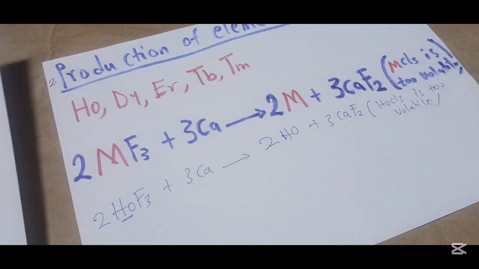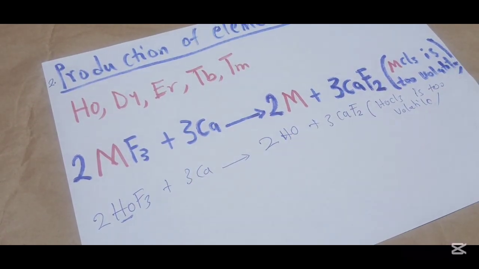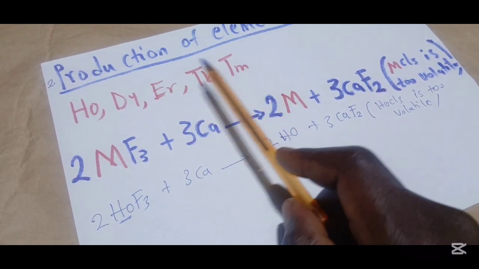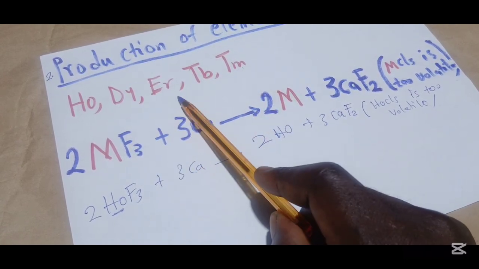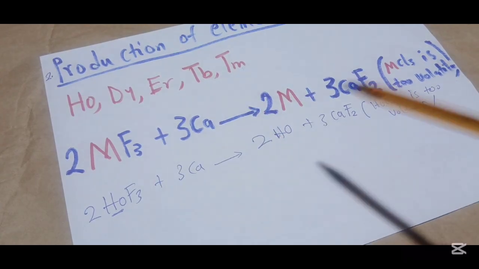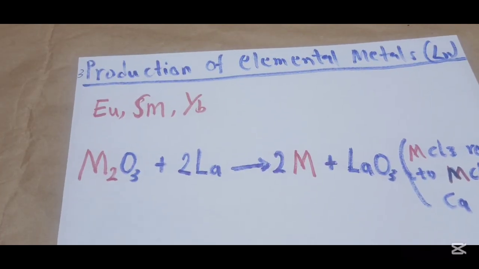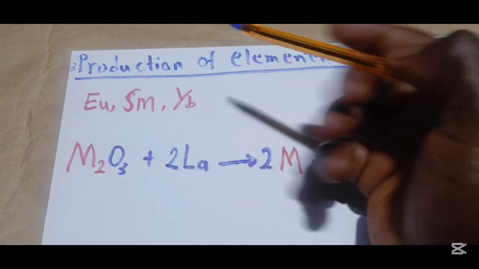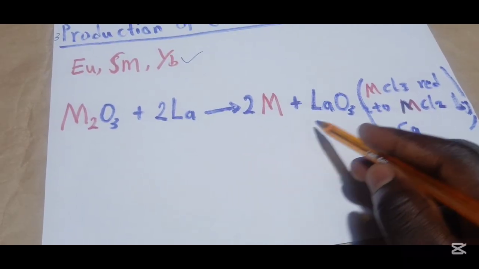So how do you know the elements that can be produced elementally with this equation? I say Ho Dy Er Tb Tm. Like the first one, let's prove Nd Gd. So let's look at the third one. I think we have four equations. For this one, Eu Sm Yb. This is actually samarium, but this is the easier way that I used to remember them. Eu Sm Yb can be produced with this particular equation.